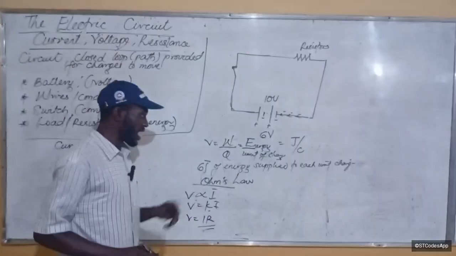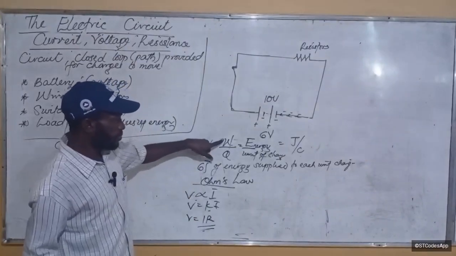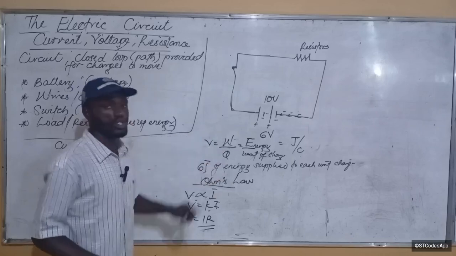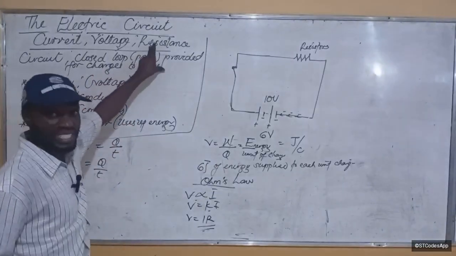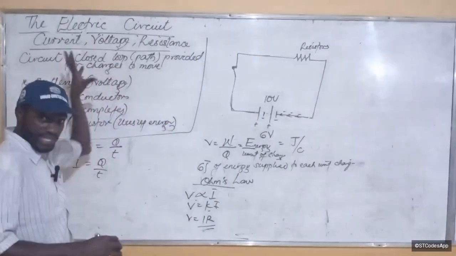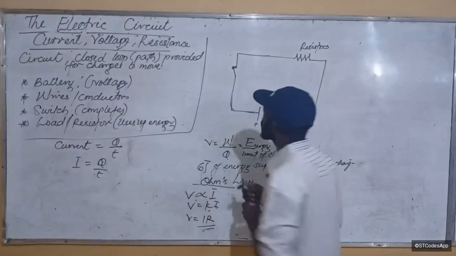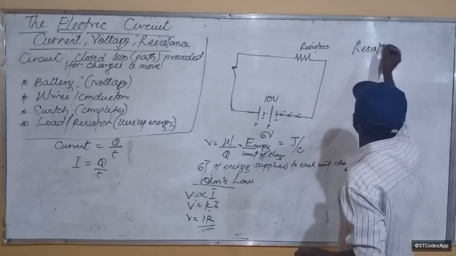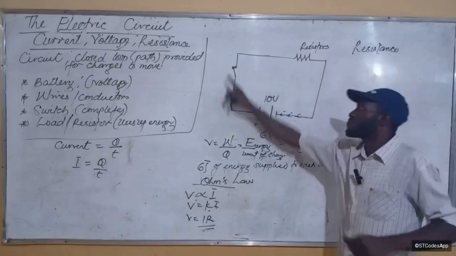So V becomes what? IR. And remember, we already said here that V is also what? Energy per unit charge. Okay. Now, what is the third component I want to talk about? The resistance. I'm going to relate everything. Now, the resistance is the opposition to the flow of current. Resistance is the opposition given to the flow of that current, that flow rate.